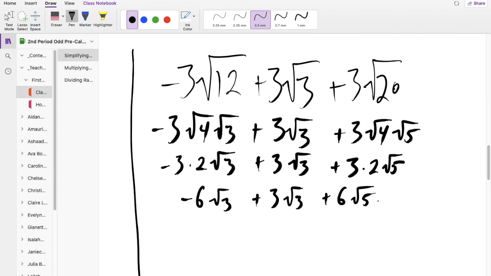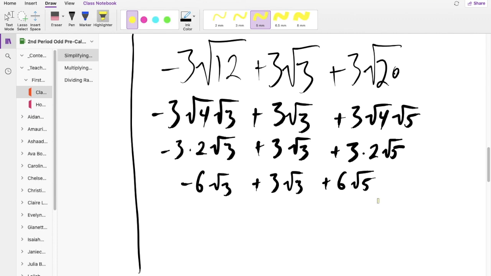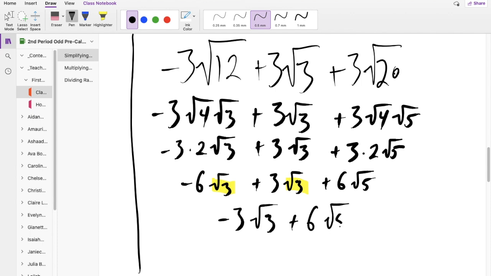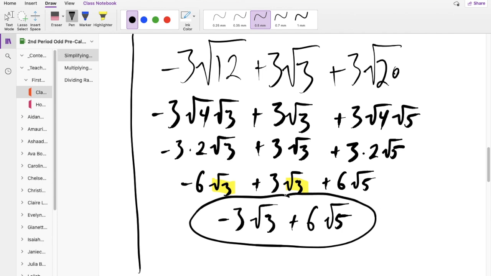Now I'm just trying to find the like terms, the terms that are the same. Here we have the square root of 3 and the square root of 3. Those are the only two terms I can actually add together. The square root of 5 I can't touch because it's not like the other ones. Adding those together, negative 6 plus 3 gives me negative 3 root 3 plus 6 root 5. And that's it. They can't be simplified any further. Our radicals are as simplified as possible. We don't have any more like terms, so that is it.